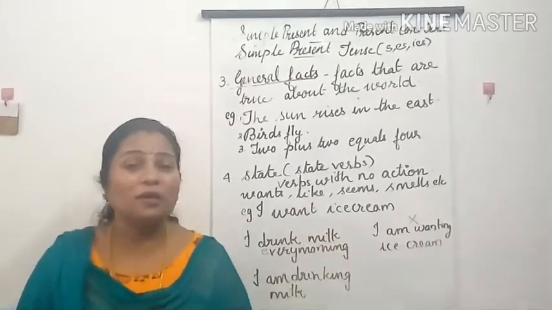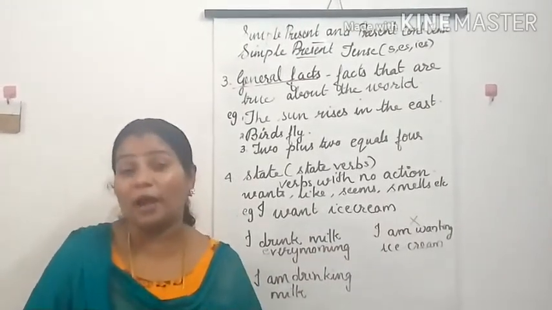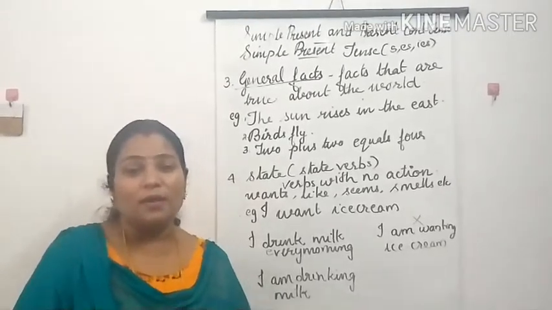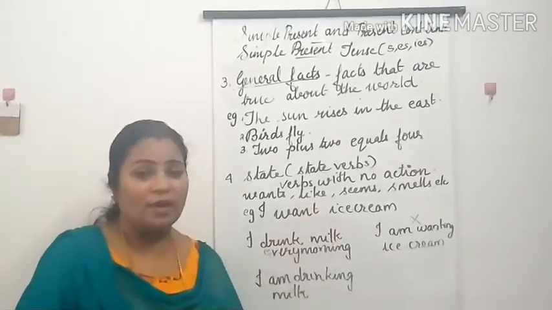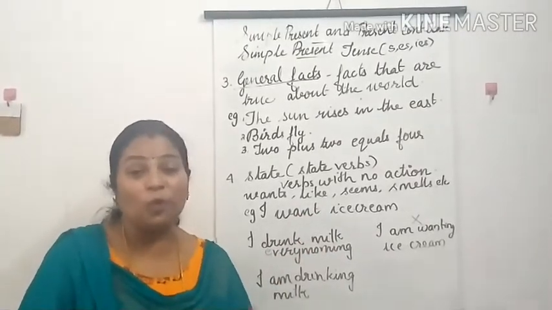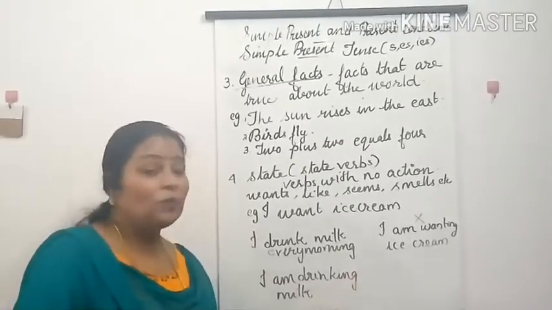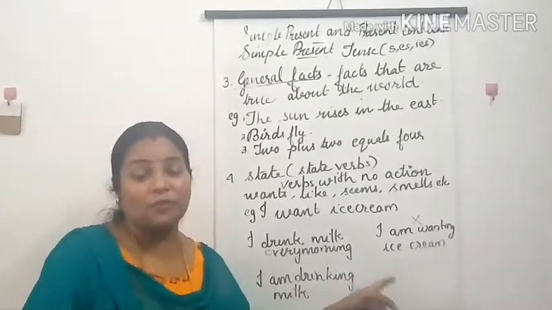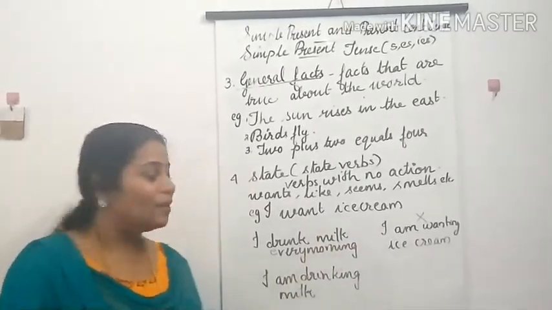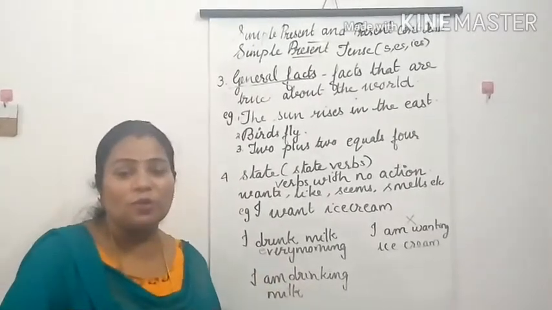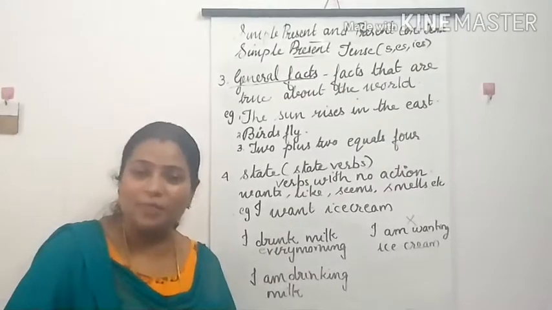Here also, I want ice cream. I said that it is also at the present. I'm asking, I want ice cream. But in this way, we cannot use it over here. I cannot say, I am wanting ice cream. Even though it is an action at the present, we cannot use ing with the state verb. I believe now that you have understood all these 4 situations where we can use simple present tense.